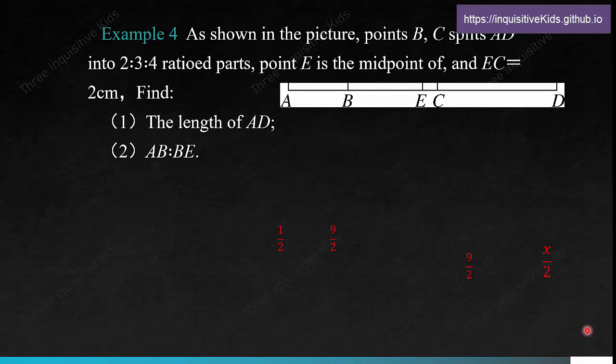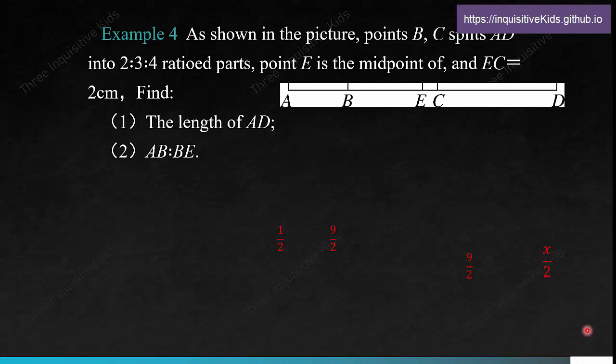And here's the example. As shown in the picture, points B, C split AD into 2 to 3 to 4 ratioed parts, and point E is the midpoint. EC, and if EC is equal to 2 centimeters, find 1, the length of AD, and 2, AB to BE, the ratio of that. Now this might seem really tough, but I want you to just pause the video and try to solve this word problem. Is there a special way you could figure it out?